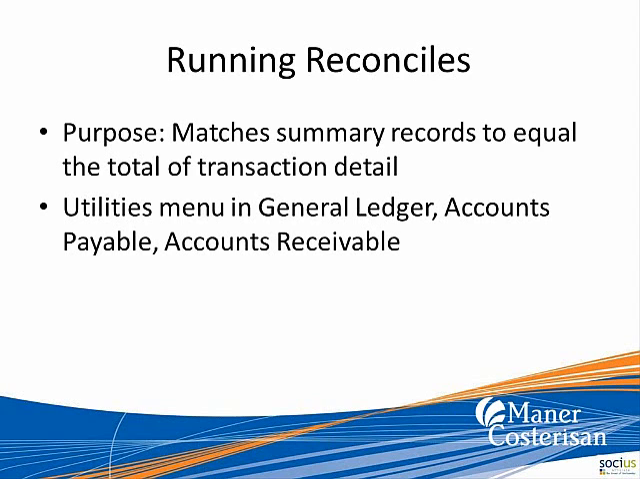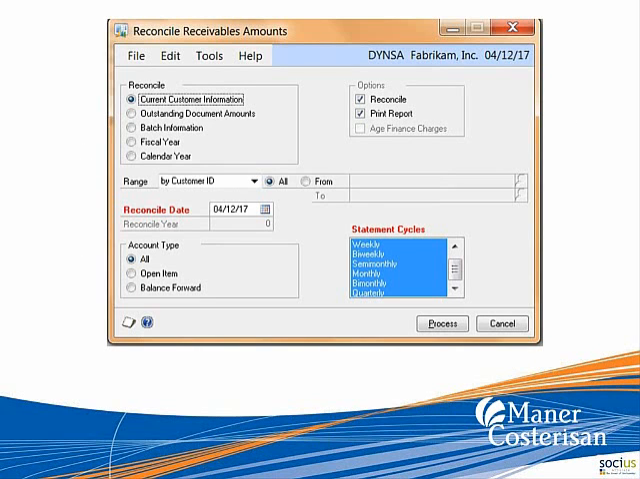Okay, so the reconcile, and this is something you can do, and there is absolutely zero harm to do. You don't need to back up, you don't need to do anything. It just matches the summary records. It changes the summary records. So whenever you see a summary that you even think might not be accurate, it'll match the summary records to equal the total of the transaction detail. You can do this in general ledger, in accounts payable, in accounts receivable. So we'll actually go through and do this.